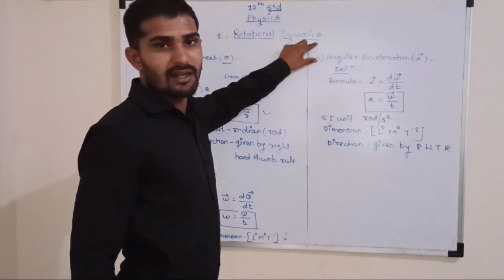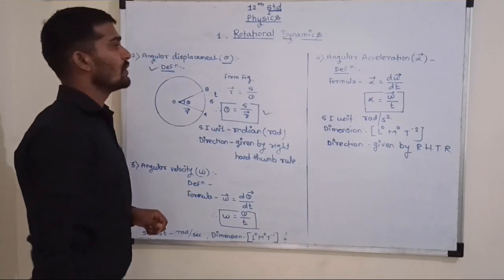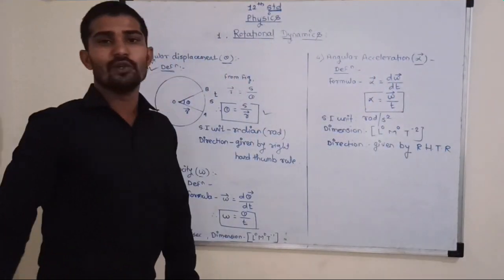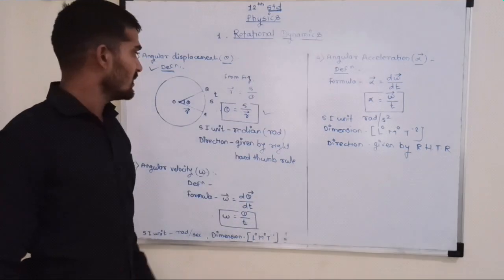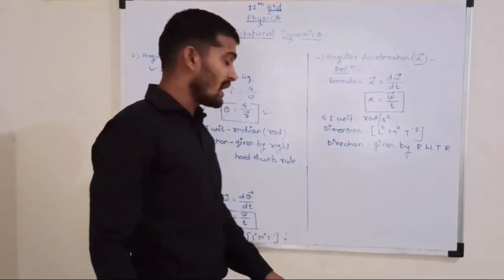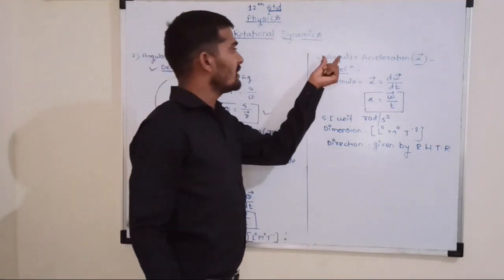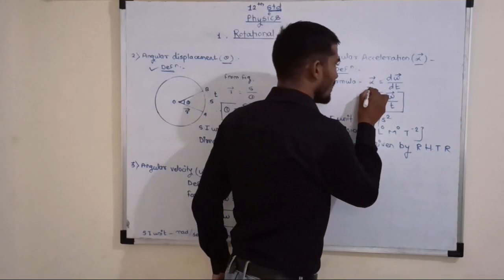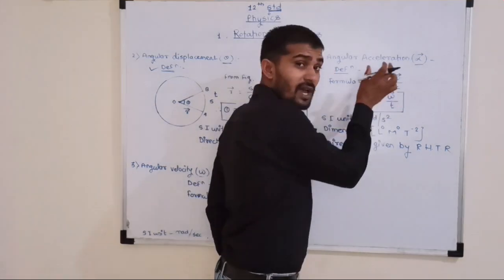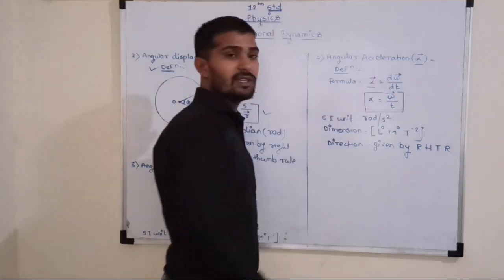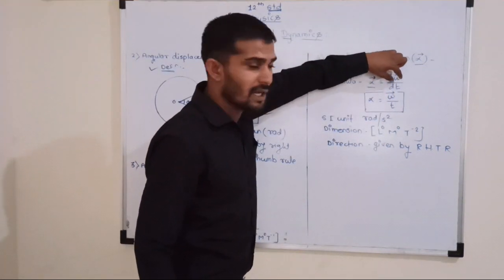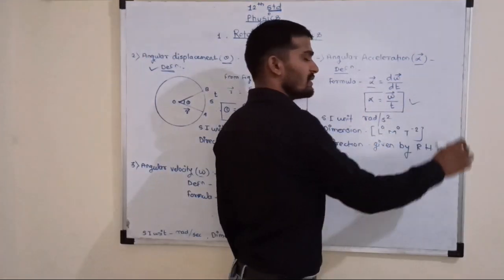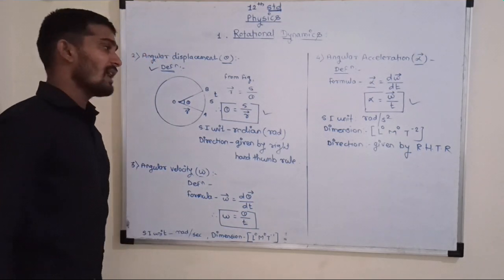Next, and last term related to the circular motion, which is angular acceleration. Angular acceleration is denoted by alpha. Simple definition: the rate of change of angular velocity per unit time is called angular acceleration. By using the definition, angular acceleration is the rate of change of angular velocity per unit time, that is alpha is equal to d omega upon dt. So simply alpha is equal to omega upon t. This is the final formula for angular acceleration.